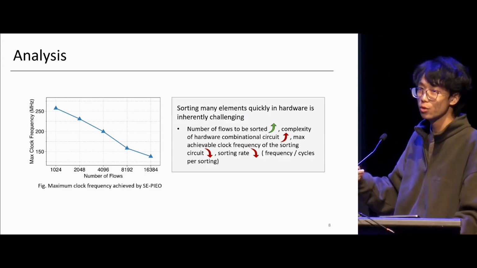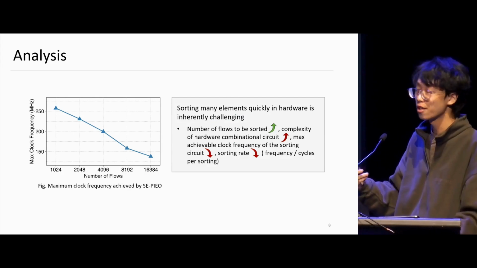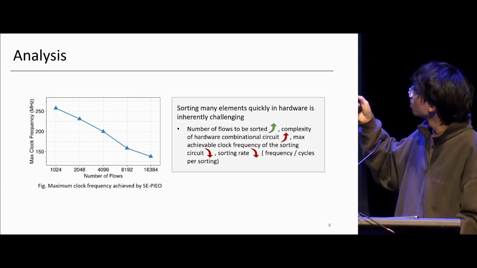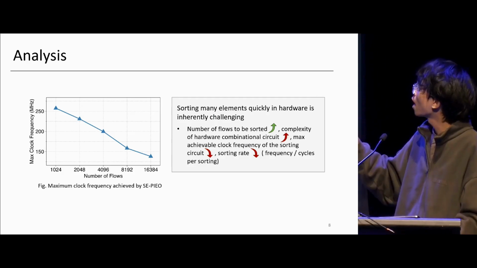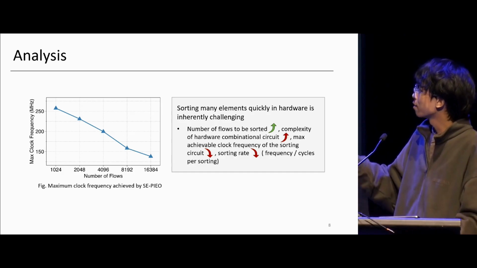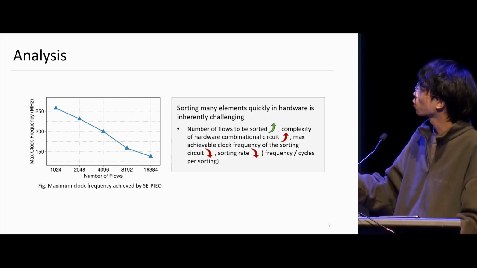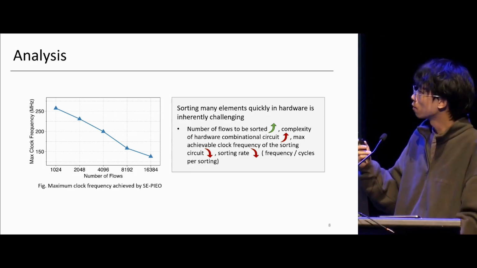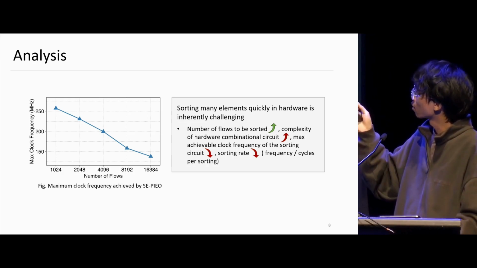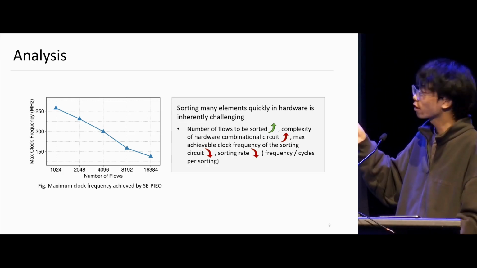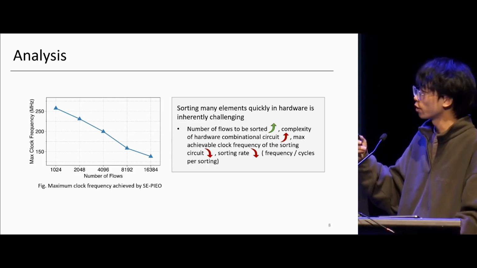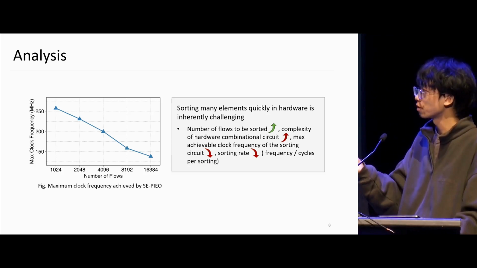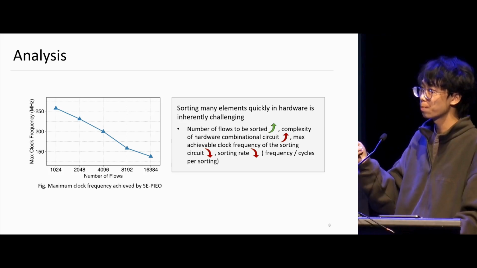Sorting many elements quickly in hardware is inherently challenging. The reason is that the increased number of flows to be sorted will increase the complexity of the hardware combinational circuit, then decrease the maximum achievable clock frequency of the sorting circuit as well as the sorting rate. This is because the sorting rate is the clock frequency divided by the cycles per sorting operation. For example, with 200 million clock frequency and 2 cycles per sorting operation, we get 100 million packets per second.